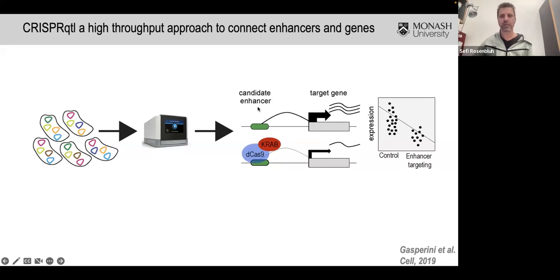So one of the major issues in GWAS is that a lot of GWAS targets are in enhancers, and one of the things we want to do is find the targets of those enhancers. And what we do in this methodology is direct a dCas9 CRISPRi, so an inactive Cas9, to this enhancer, and we measure the changes in expression of genes that are downstream of this enhancer.